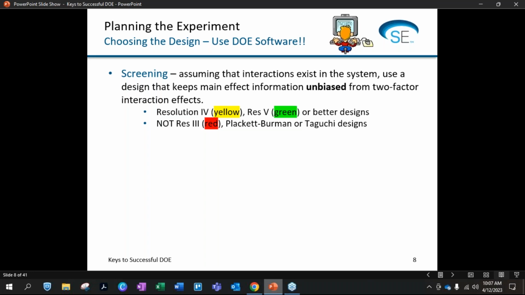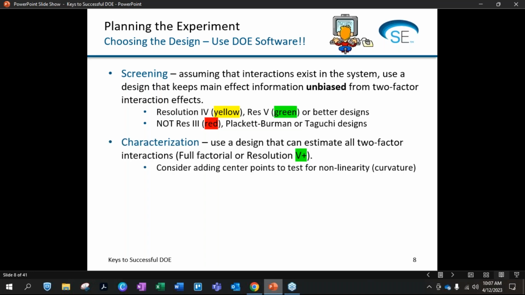That means we need to use one of the yellow designs, which are resolution 4, or a green resolution 5 design, or a full factorial would also work. What we do not want to use are resolution 3 designs, which are notated as red in our design layout, or Plackett-Burman, or some of the Taguchi designs. Those designs would all bias your main effects with the underlying two-factor interactions. So we don't want to use those, but use the yellow designs generally.